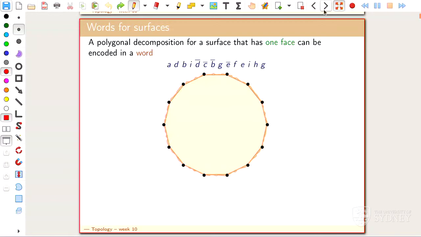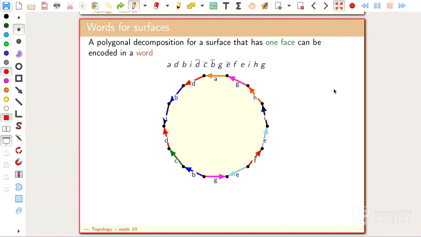And what I will do, I guess I do it like this, is if I have a polygon, like here, the standard question should be, what surface is it? So where is it on our list? And we want to figure that out. And the good way of doing that, the first step is always to write down the word associated to it.